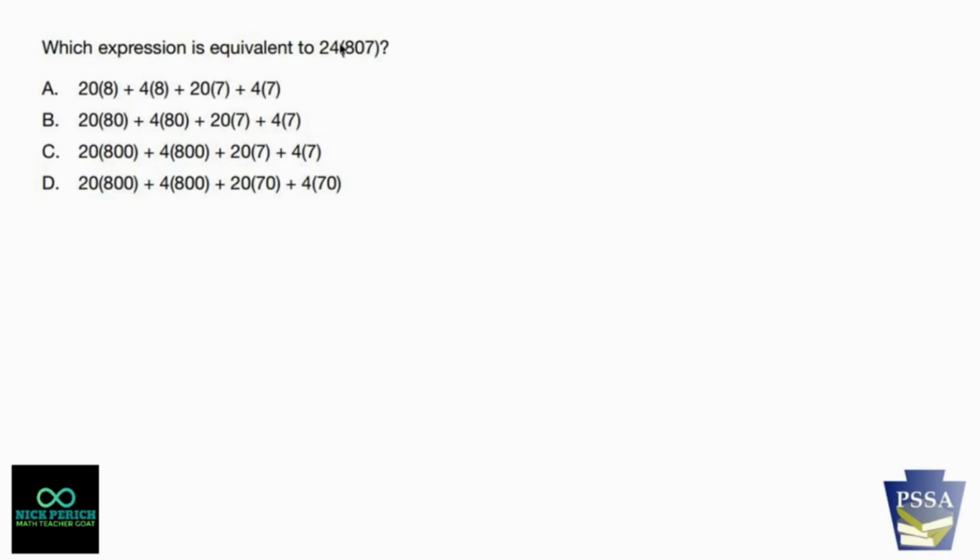What you could do is type that into your calculator, get a number, type all of these into your calculator, get a number, and whichever one of these matches up with that, you're good to go. But that's not what they want you to do. They want you to say that 24 is the same thing as 20 plus 4. Then they want you to say that 807 is the same thing as 800 plus 7.